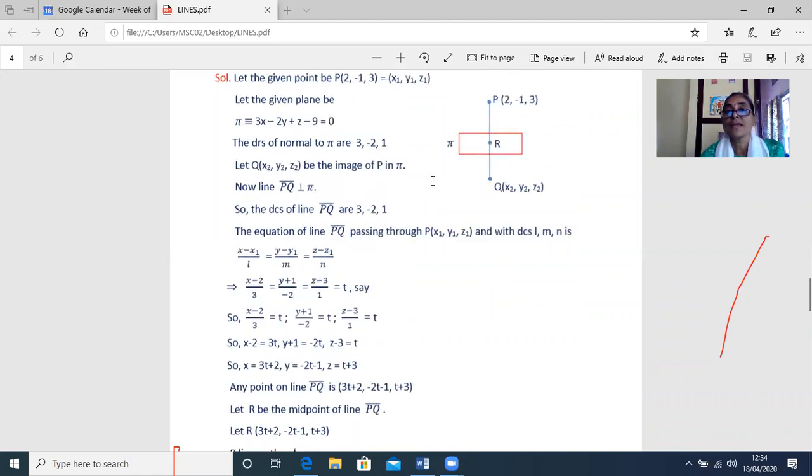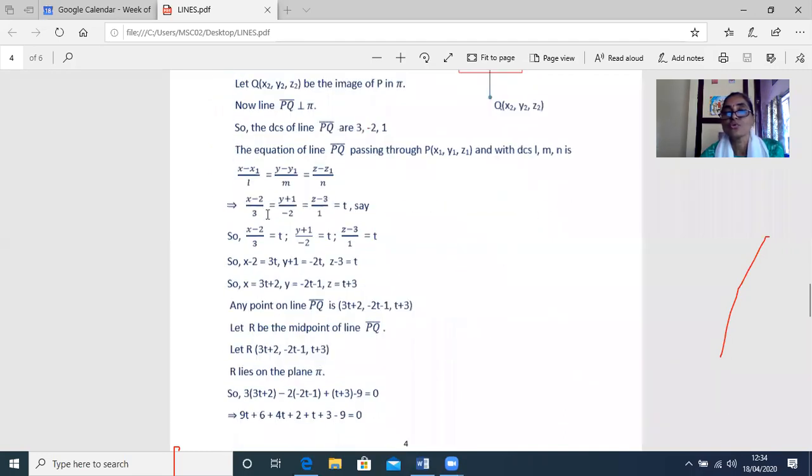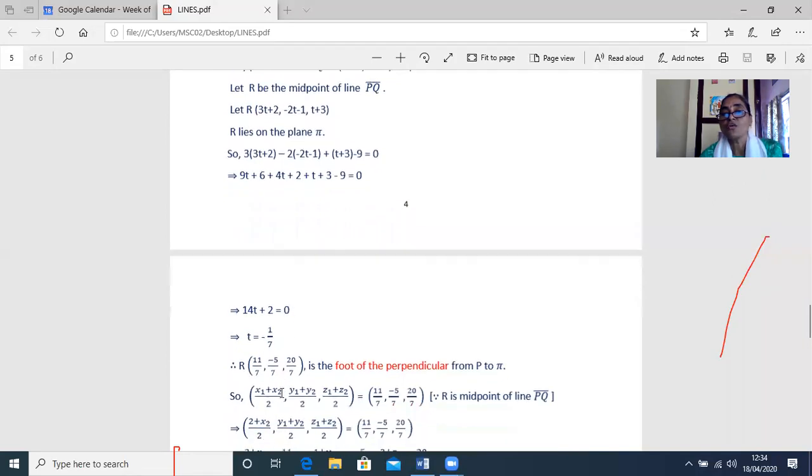What is the equation of the plane? 3x minus 2y plus z minus 9 is equal to 0. So you substitute this point in the plane and you will get the value t. Once t is known, you substitute the value t again here, you will get the point R. Okay. So now you are able to find out R.